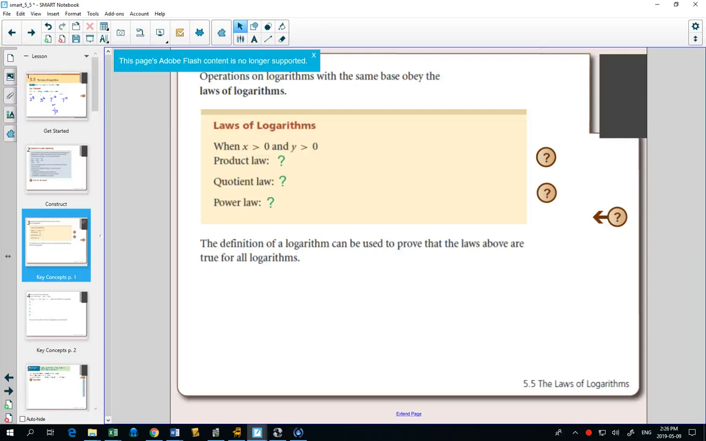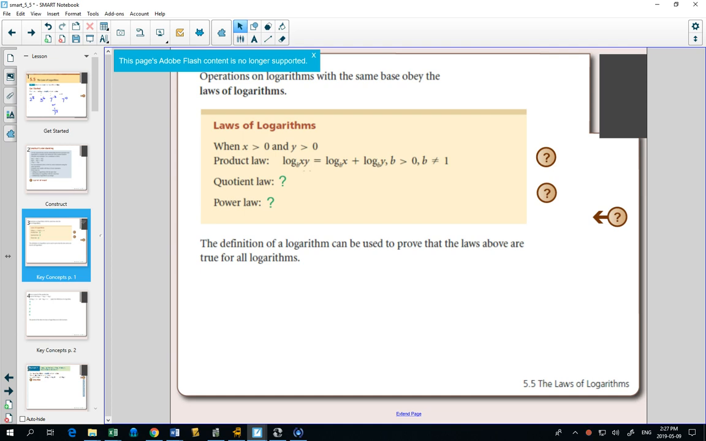Because logarithms are connected to exponents, we have similar kinds of rules. When you multiply two powers with the same base, you add the exponents. In logarithms, when you multiply inside of a logarithm, you can do the same thing as adding two logarithms. So here in the product law, we have x multiplied by y inside of the logarithm, and it's equal to the log of x plus the log of y.